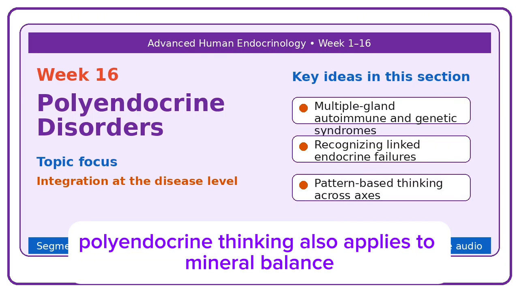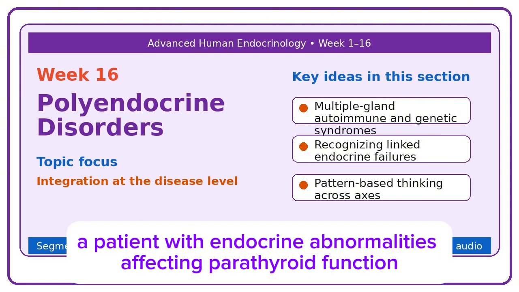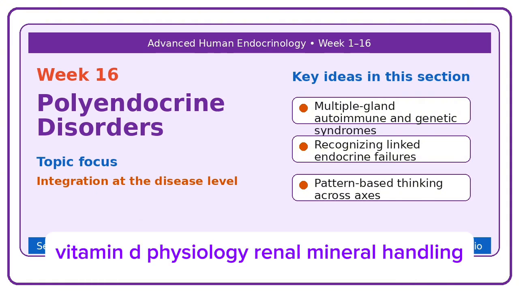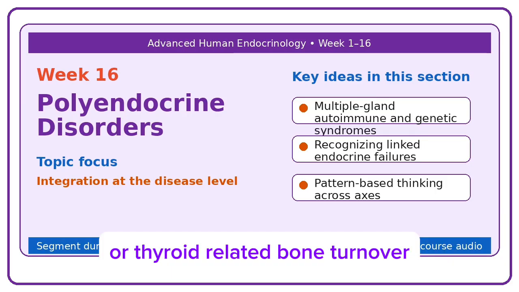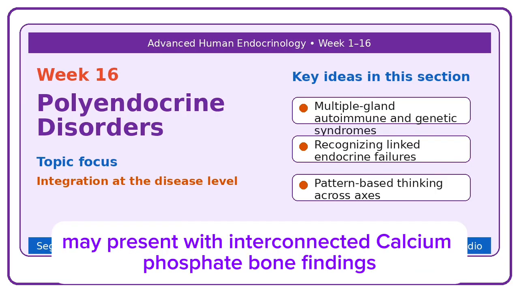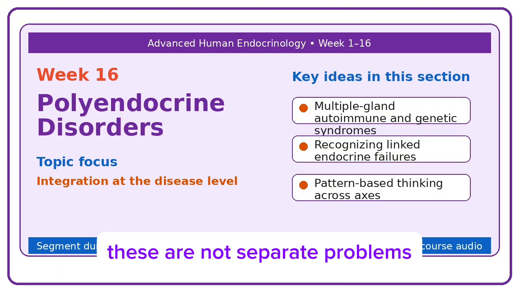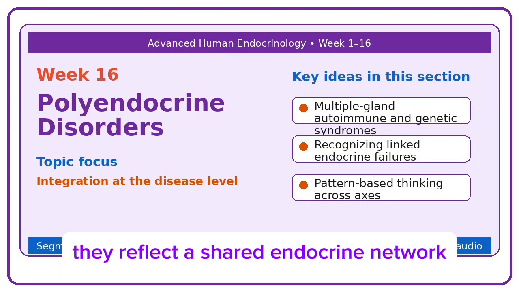8. Calcium bone endocrine integration. Polyendocrine thinking also applies to mineral balance. A patient with endocrine abnormalities affecting parathyroid function, vitamin D physiology, renal mineral handling, or thyroid-related bone turnover may present with interconnected calcium, phosphate, and bone findings. These are not separate problems. They reflect a shared endocrine network.